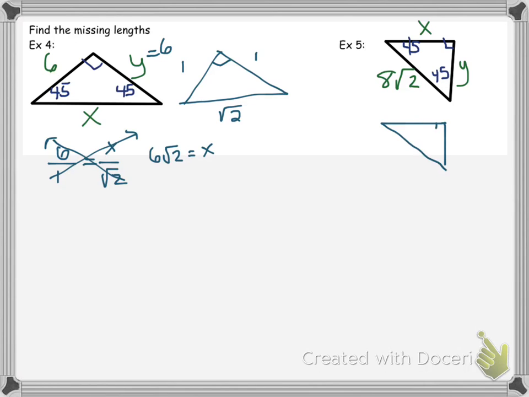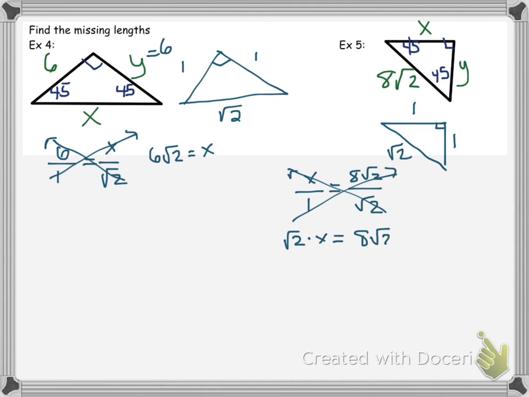All right, looking at example 5. Starting with our similar triangle, our 1, 1, and root 2, we have x over 1 equals root 2, the hypotenuse, over a similar hypotenuse, root 2. Cross multiply. x times root 2 equals 1 times 8 root 2, which is just 8 root 2. Divide both sides by square root 2 so we can get x by itself. And we have x equals just 8 because the square root 2's cancel.